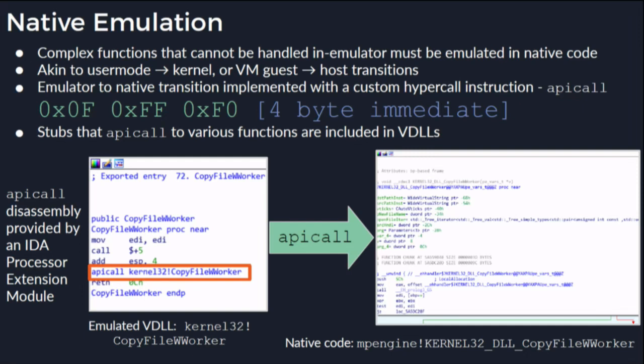So these are complex functions that modify system state or may require particularly complex handling. And so in CopyFileWorker, we have an APICALL to kernel32 CopyFileWWorker. The virtual CPU sees that instruction, generates a call directly into this emulation of that function, and then it's emulated there in software in mpengine.dll. This is great attack surface; if you found any vulnerabilities in these native emulation functions, you could use these to break out of the emulator and infect the native host. This disassembly here is provided by an IDA processor module, and I'll have an article coming out in PoC||GTFO issue 19 describing exactly how this IDA processor extension module works.